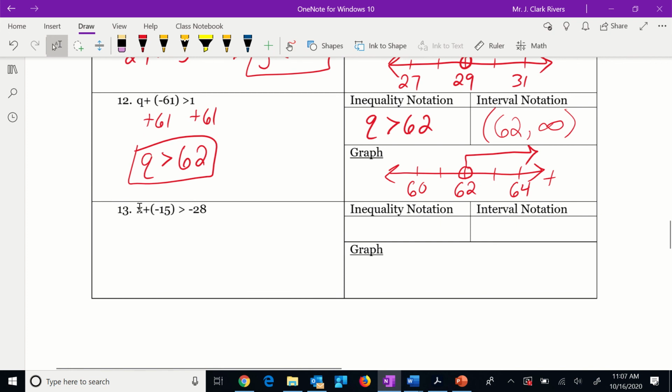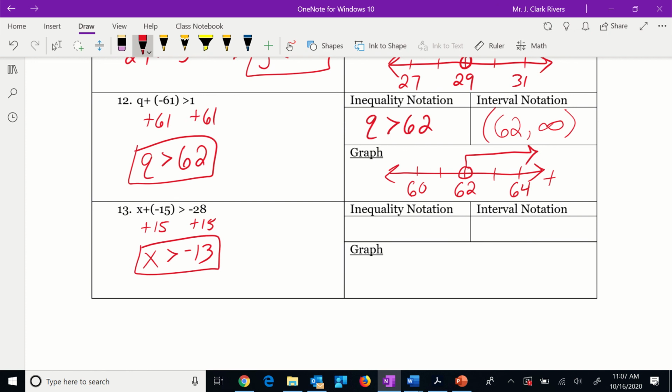13, x plus negative 15. What's the inverse of adding negative 15? Just adding 15, so plus 15 on both sides. Negative 15 plus 15 is 0. We're left with x is greater than, what's negative 28 plus 15? Negative 13. X is greater than negative 13 there.